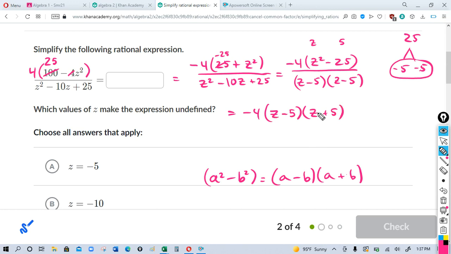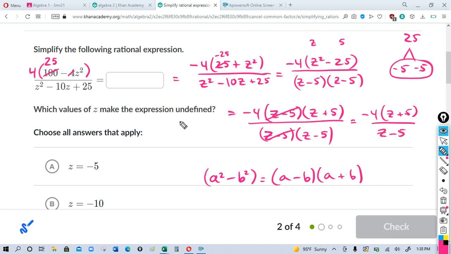All right, that's the same thing as z squared minus 25. And on the bottom, z minus 5 times z minus 5. Okay, and now these are all multiplied on the top and bottom, so I can cancel z minus 5 over z minus 5. And I'm left with negative 4 times z plus 5 divided by z minus 5.